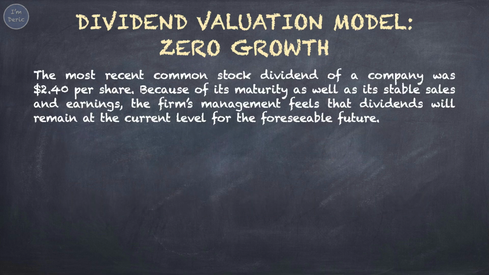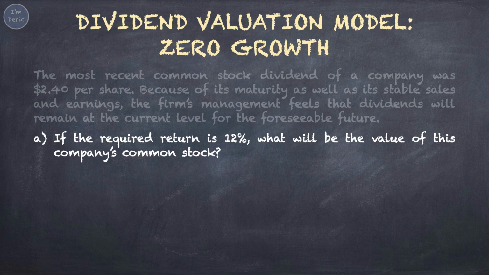Let's take an example. The most recent common stock dividend of a company was $2.40 per share. Because of its maturity as well as its stable sales and earnings, the firm's management feels that dividends will remain at the current level for the foreseeable future. If the required return is 12%, what will be the value of this company's common stock? For this part, by taking $2.40 over 0.12, you will get $20. This is the value of the stock.